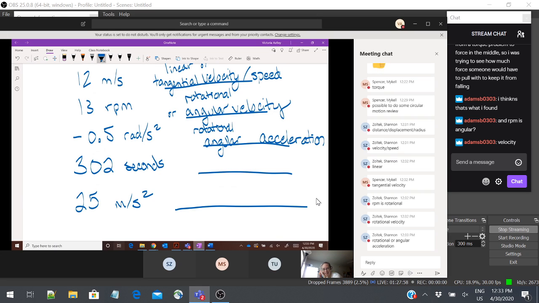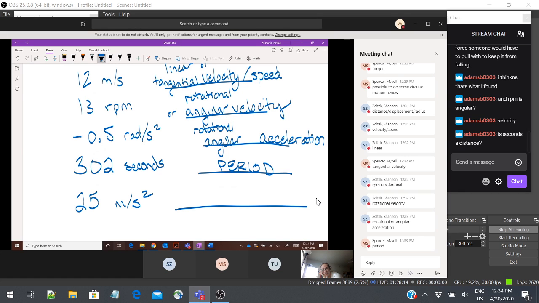$302. What's that? Yes, period. The amount of time it takes to go around once. Right? No, it's a time. So it's the time to go around once usually. Or it could also be delta t, like over the next 302 seconds, it slows to a stop. So you have to be careful about which is which.